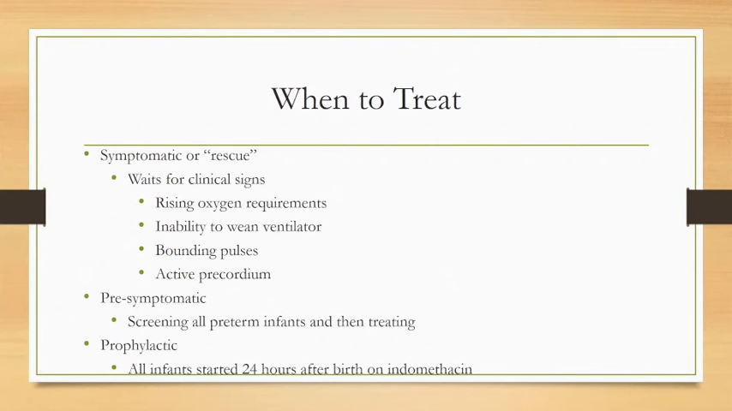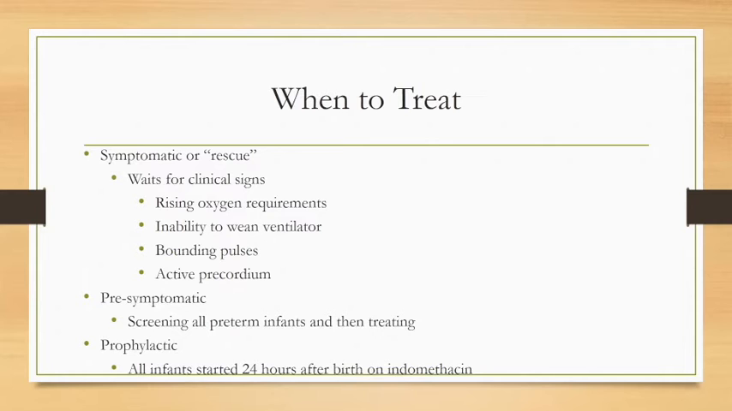So the most difficult question to ask is, when do you treat the PDA? There are 3 different approaches that are studied. The symptomatic approach, or rescue approach, is the most common approach seen. It is also considered a watch-and-wait approach. It is the most common because it avoids unneeded medications. It waits for clinical signs to occur, such as rising oxygen requirements, inability to wean the ventilator, bounding pulses, or an active precordium.